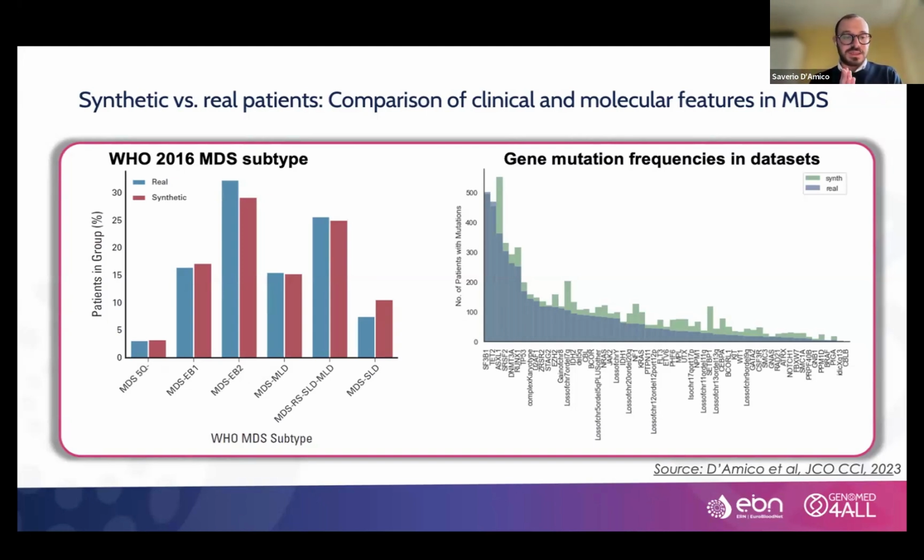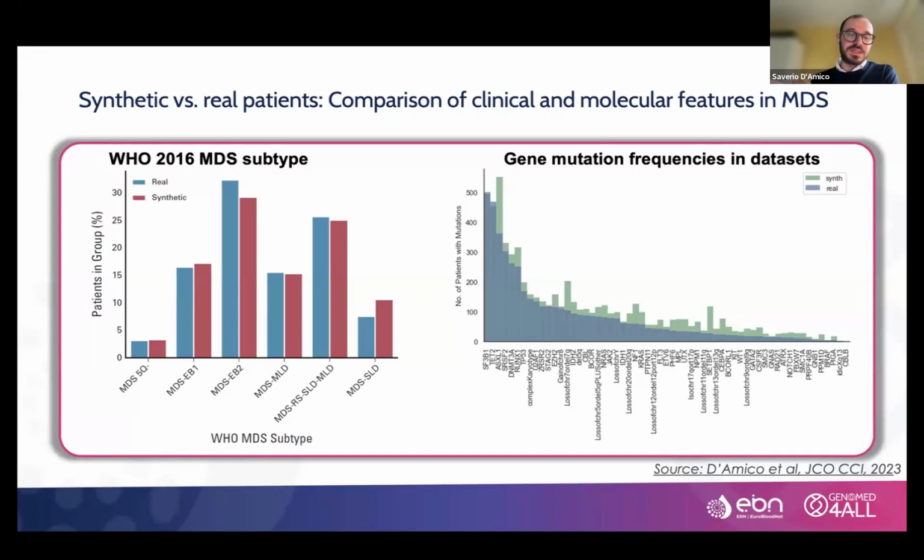In synthetic data, this is a complex issue because we have different kinds of information to synthesize, but that's why we need a very complete and powerful model, trained completely on real-world information. In this example, I can show you how synthetic data in myelodysplastic syndrome help us to create a new cohort of patients with a very strong validation, considering the WHO subtype and considering the frequencies of the gene mutations in the cohort of patients.